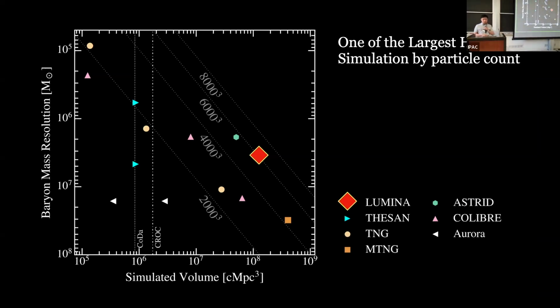And to achieve this balance between box size and resolution, it turns out that we have to run one of the largest hydrodynamic simulations that has ever been achieved in terms of particle count. This is a typical propaganda plot that compares the mass resolution and the simulation volume. So Lumina sits here. The closer you are to the upper right corner, the better the simulation is. We have a few competitors here, like Asteroid, Millennium TNG with comparable particle number, but those are pure hydrodynamic simulations without radiative transfer, which would make it way more expensive if you push through the same redshift.